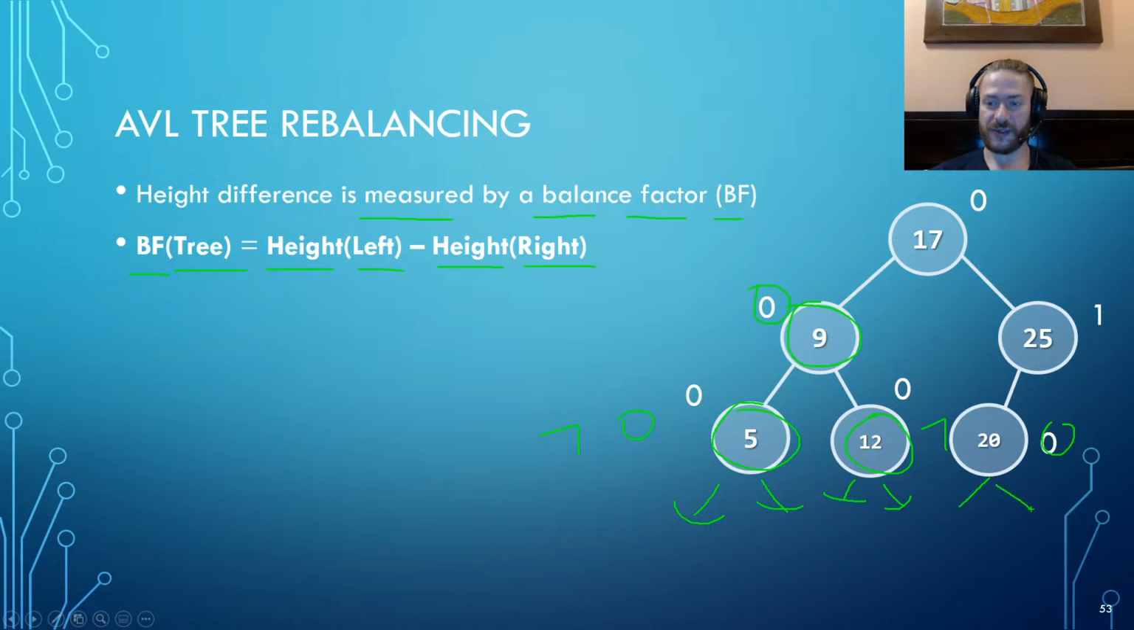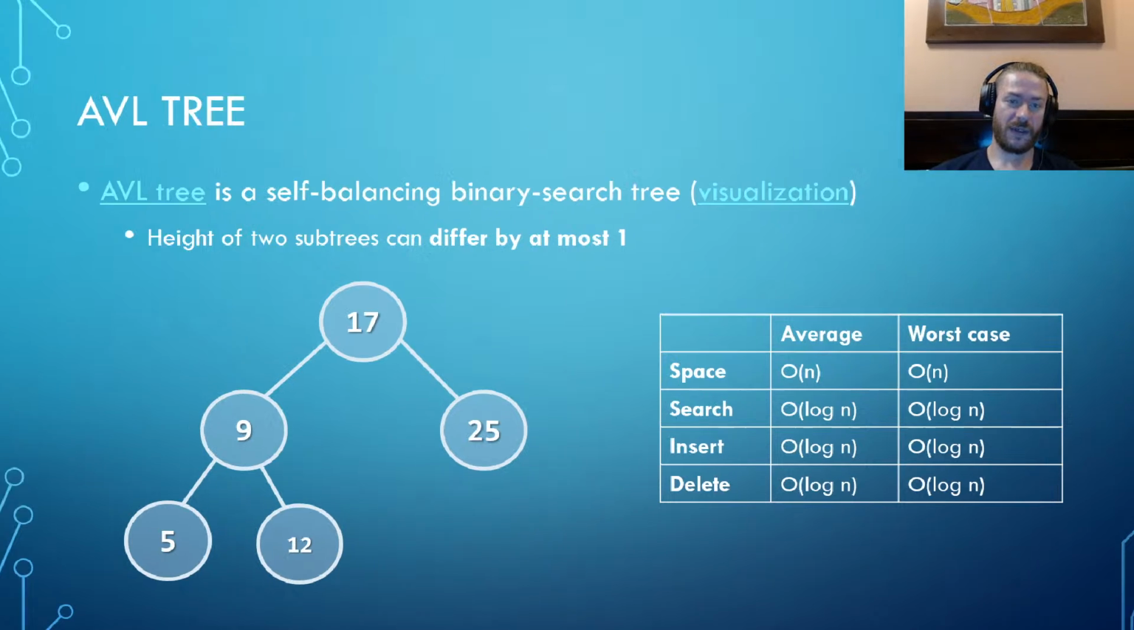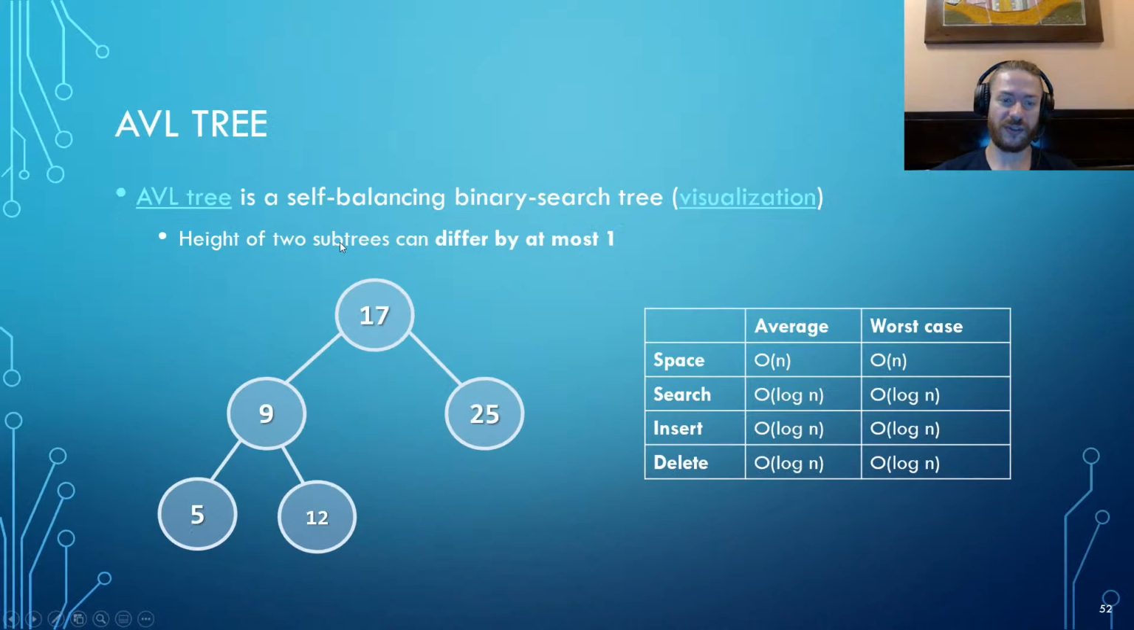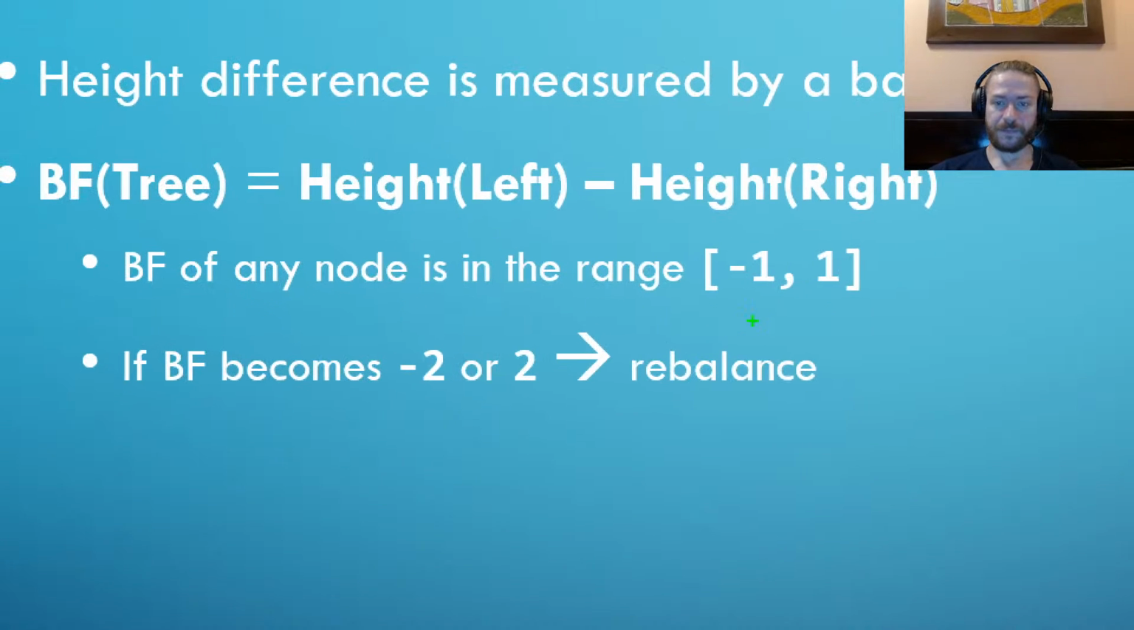This one is 0 too because it doesn't have any children, but this one should be 1 because on the left we have a 0, but on the right we have minus 1. So 0 minus minus 1 becomes 1. And the trick is to have a height difference of at most 1. When it becomes 2, the tree needs to rebalance itself. The range needs to be between minus 1 and 1.